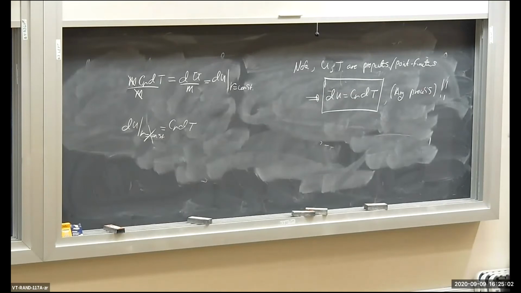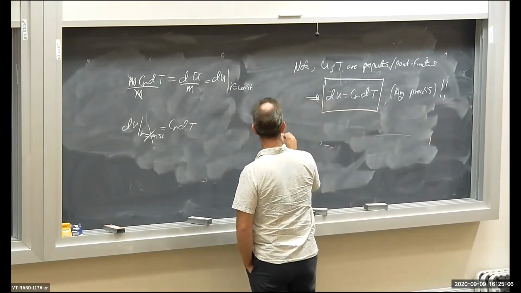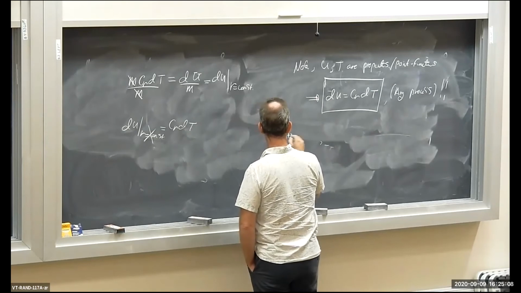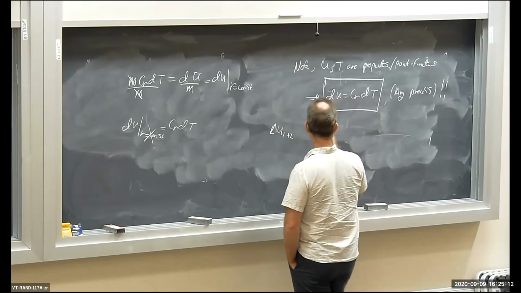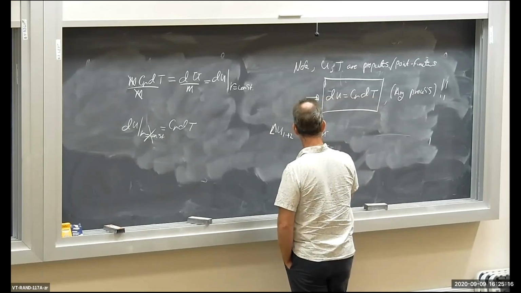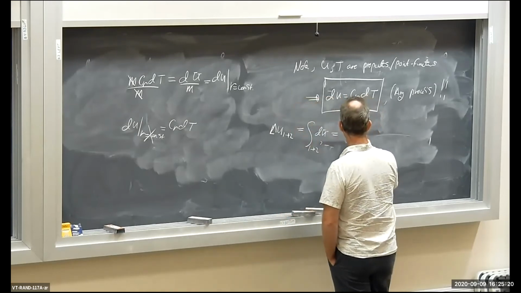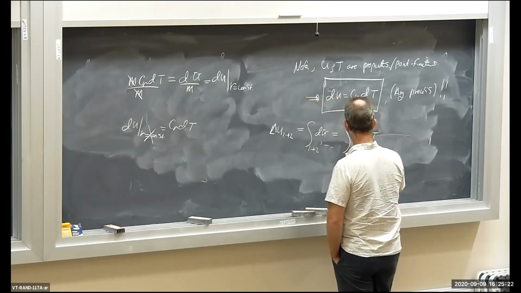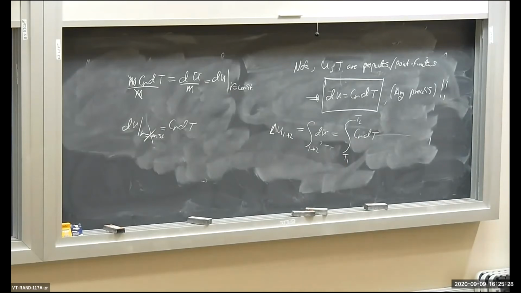So if I want to get delta U from state 1 to state 2, this is for an overall process. All I got to do is integrate this. And so it's the integral of CV dT from T1 to T2, if I want it for an overall process.